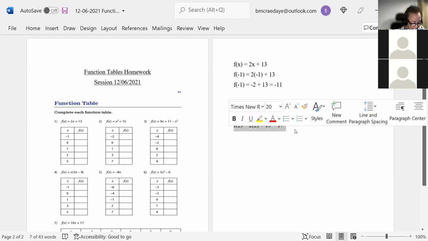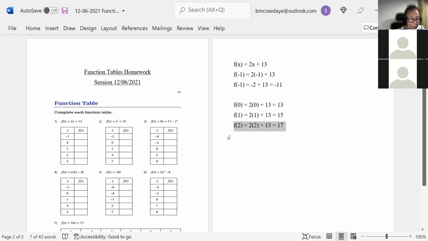And then the last one is a 5. So put f of 5, that's the input. Instead of a 2, the table has a 5. So we put f of 5, 2 times 5, and 2 times 5 plus 13 is equal to what? 23. That's it. So you finish that table. Okay. You got it? Yes.